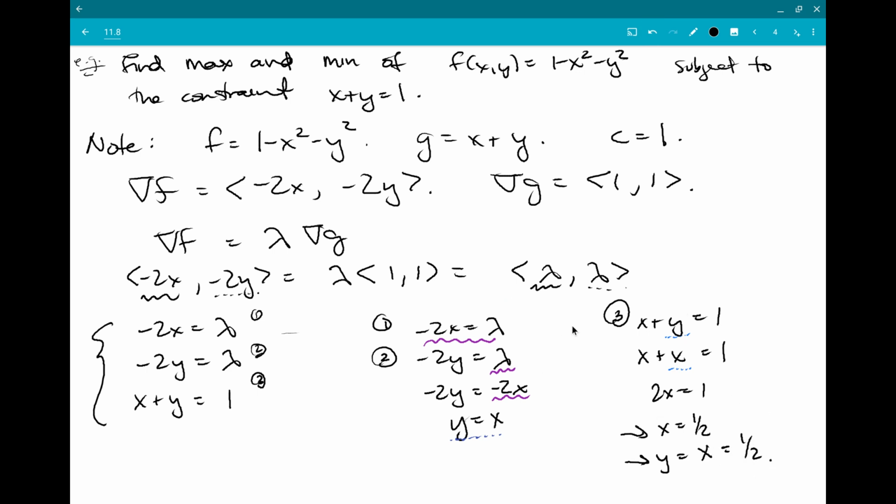And I don't care what lambda is. I could solve for it at this point, but it's really not important to me. What matters to me is that the point (1/2, 1/2) seems to satisfy my constraint and the condition to be a potential maximum or minimum of this function.